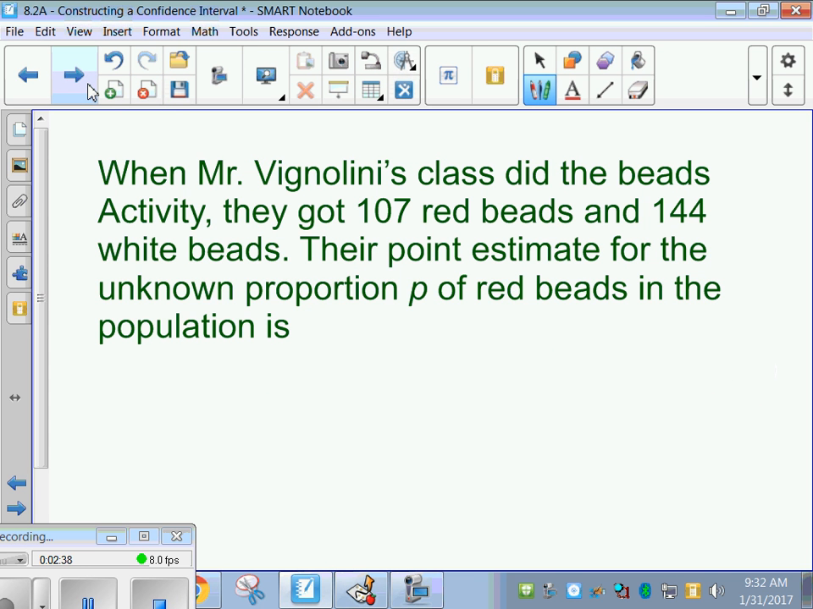When Mr. Vignilione's class did the beads activity, we'll say Mr. V, they got 107 red beads and 144 white beads. Their point estimate for the unknown proportion p of red beads in the population is what? What should we put for our point estimate, you guys? p-hat is equal to what?